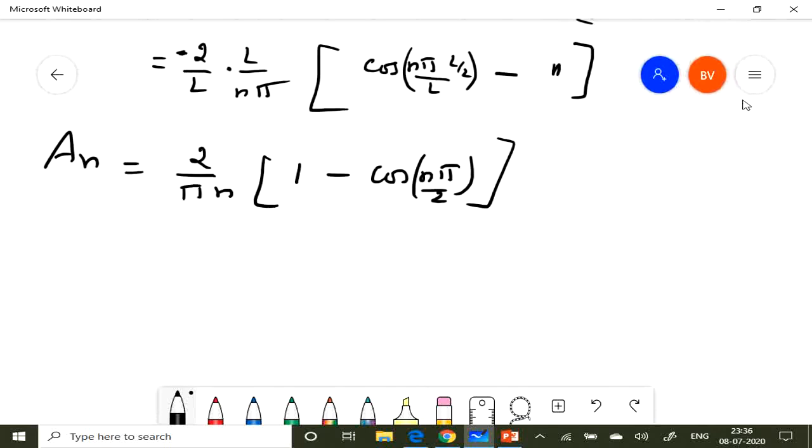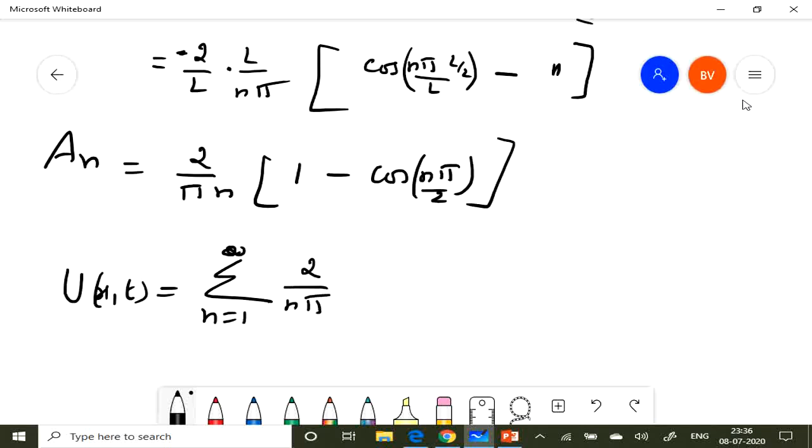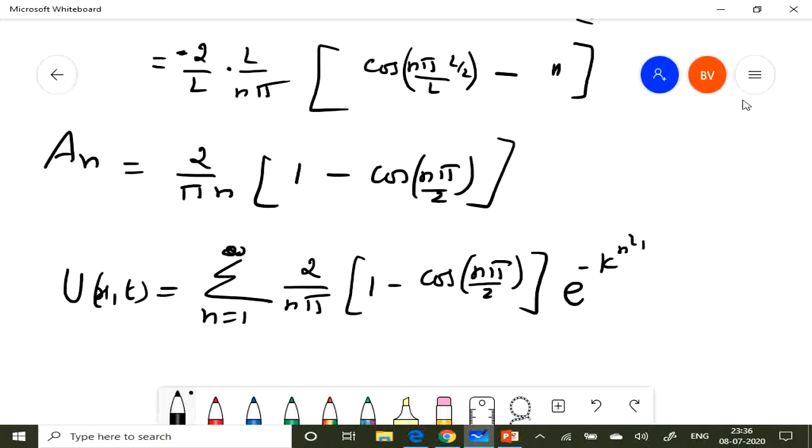Therefore the final solution of the one-dimensional heat equation u of x comma t is equal to summation n from 1 to infinity 2 over n pi. The constant 2 over pi can be written outside. I don't bother about it. Cosine n pi over 2, e raised to minus k n square pi square t over L square, and sin n pi x over L. That is the end. This is the final solution.